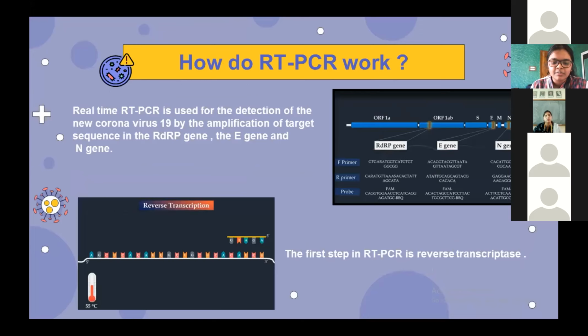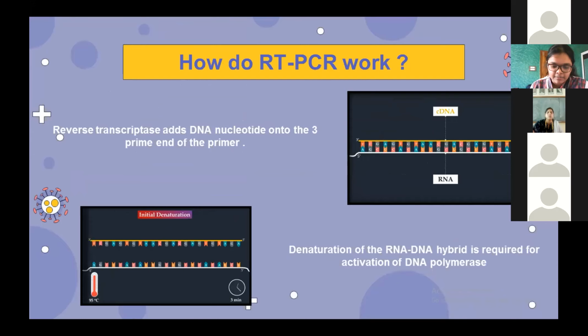Real-time RT-PCR is used for the amplification of target sequences of the RdRp gene, the E gene, and the N gene. The first step includes reverse transcriptase. Reverse transcriptase then adds DNA nucleotides for the synthesis of complementary DNA of the viral RNA. Separation of the RNA-DNA hybrid is essential for the activation of DNA polymerase and simultaneous inactivation of reverse transcriptase.